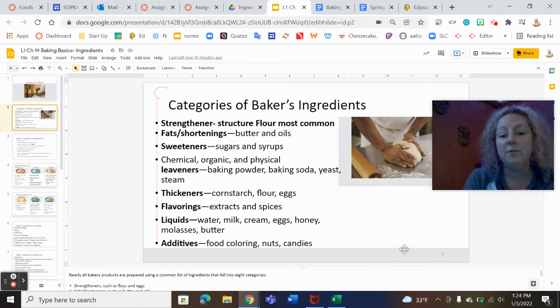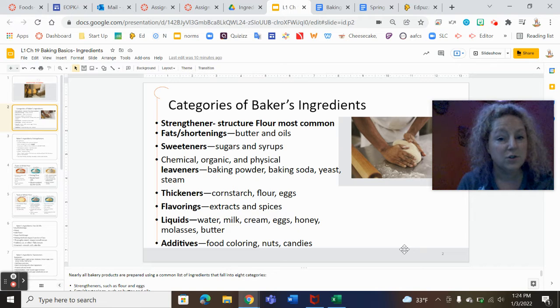So your categories of baker's ingredients are strengtheners. These provide your structure. Without a strengthener, you have nothing. You have a mess on your pan. Fats and shortenings, and these are butters and oils. There is a wide variety. Sometimes they are interchangeable, sometimes they are not. If you are making certain baked goods, you can't always use vegetable oil in place of butter, or butter in place of oil. So that really is going to determine the final product.